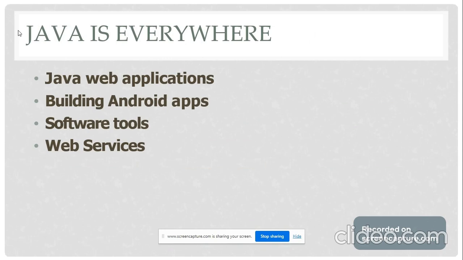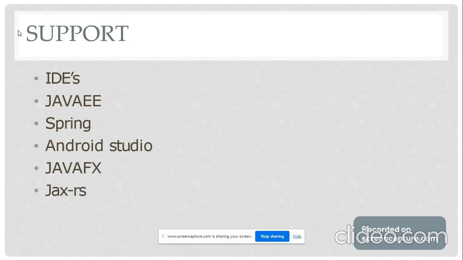As you can see, Java is everywhere. We have Java in web applications. We can use Java for building Android apps, for creating software tools, and for creating different web services. There is various support for Java. For example, there are various IDEs like IntelliJ, NetBeans, Eclipse, and VS Code. Java EE is used to create industry-level software tools, and Spring is one of the most popular Java frameworks. It is used for creating industry-level web services.